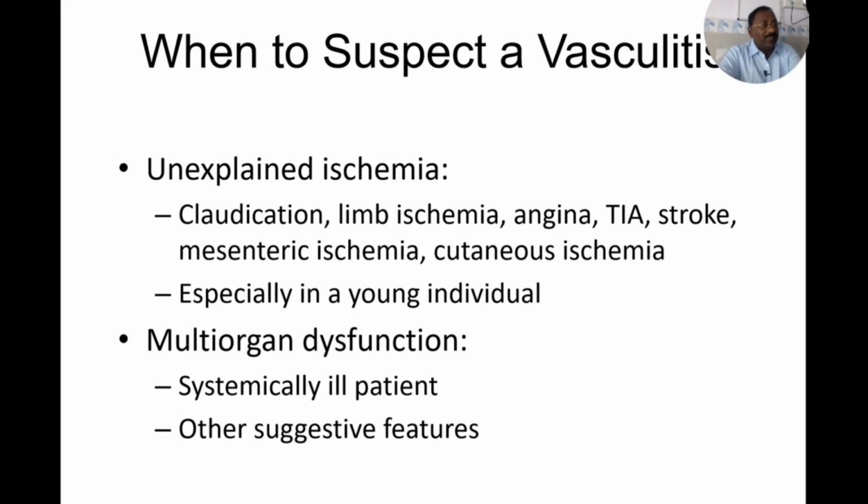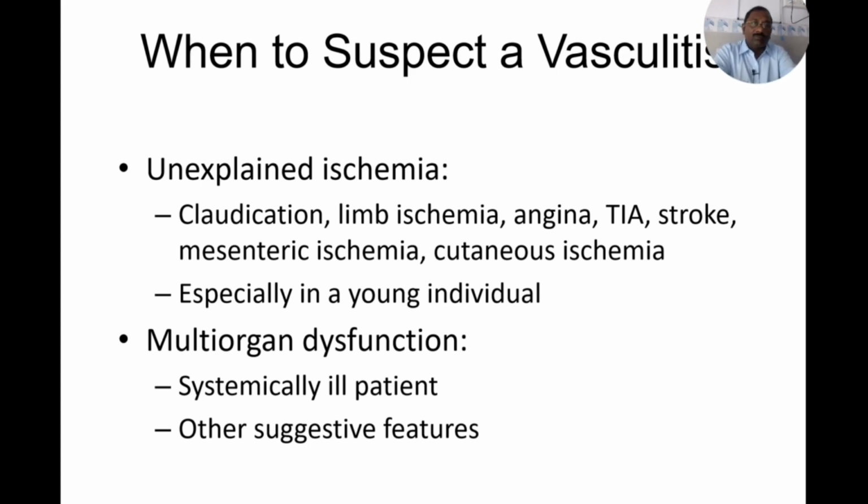When to suspect a vasculitis? It is an unexplained ischemia, presenting in the form of claudication, limb ischemia, angina, transient ischemic attacks, stroke, young strokes, or mesenteric ischemia presenting with chronic abdominal pain, or cutaneous ischemia, so there will be purpura, palpable purpura. So these are all the cases where you should suspect vasculitis. A palpable purpura, think of vasculitis. A mesenteric ischemia, so again chronic abdominal pain, acute abdomen, acute and chronic, etc. Just again think of vasculitis.